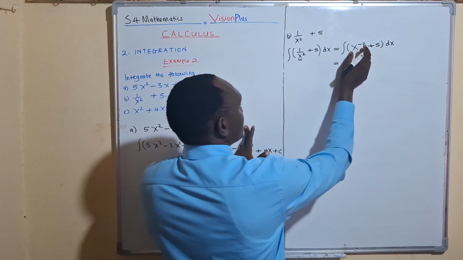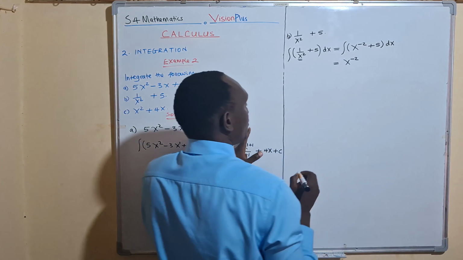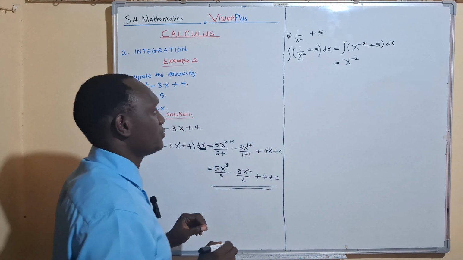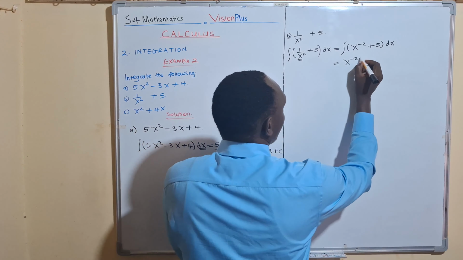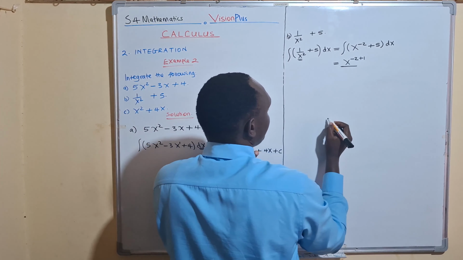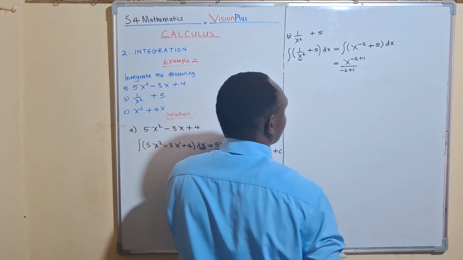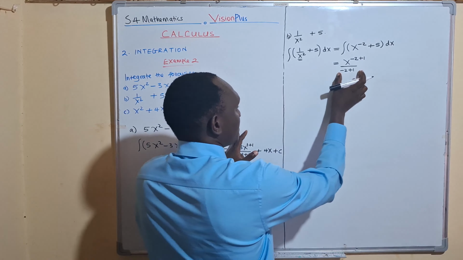We need to integrate x power negative 2. When we're integrating, we add 1 to the old power. So we say here plus 1. Okay? And then we divide that term by the new power, which is negative 2 plus 1. We have integrated the first term.